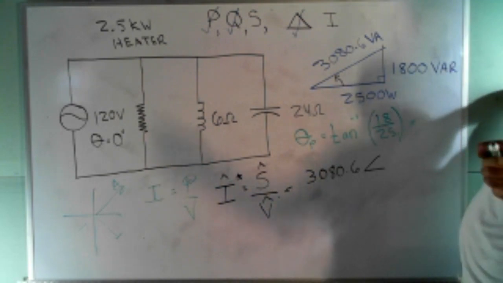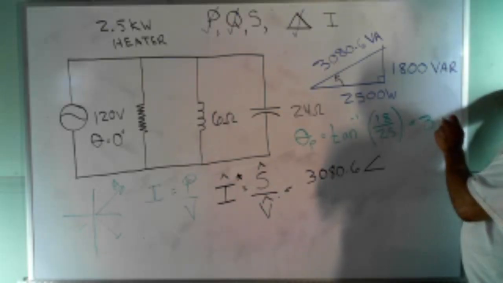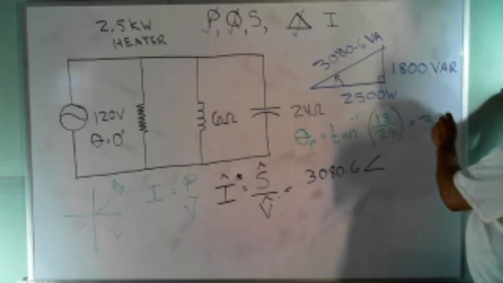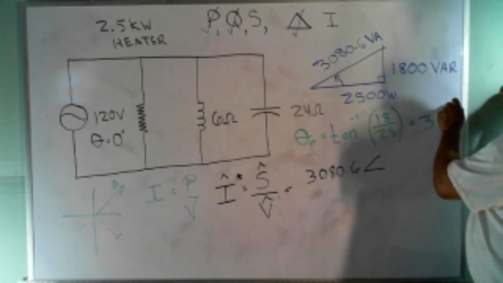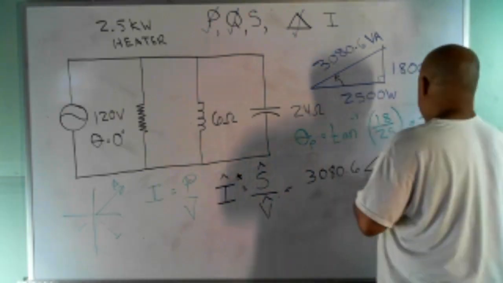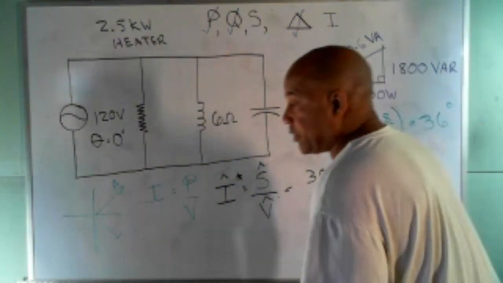Make sure you're in degrees, not radians. I got 35.75. I'm just going to round it to 36, just because I don't have room here to write the decimal. So we're going to go ahead and write this as 36 degrees.